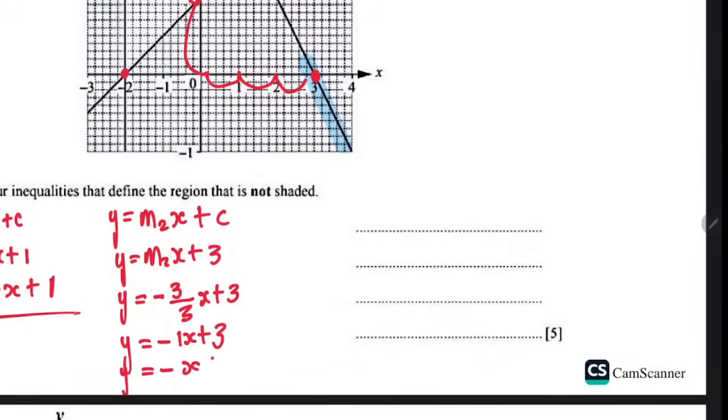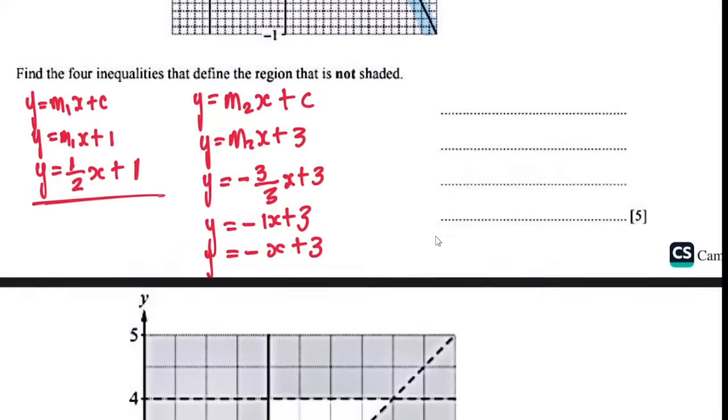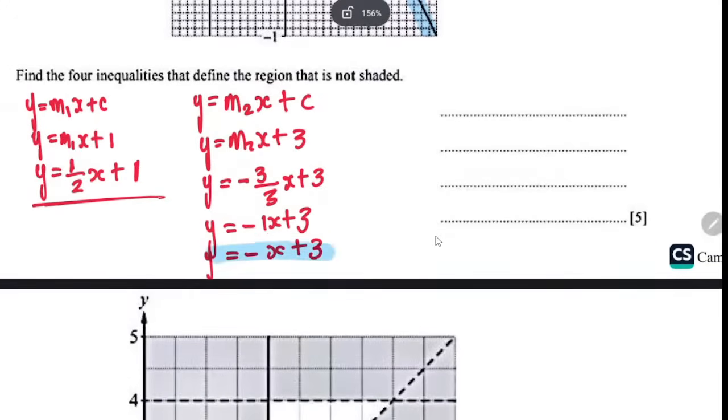Okay? Negative x plus 3 now. So you have the equations: negative x plus 3, half x plus 1. Can you see them?